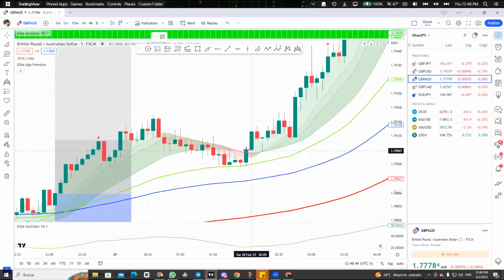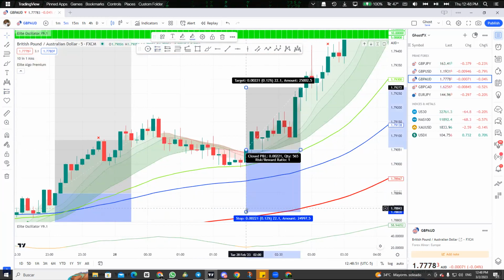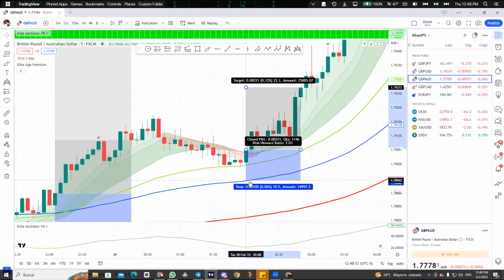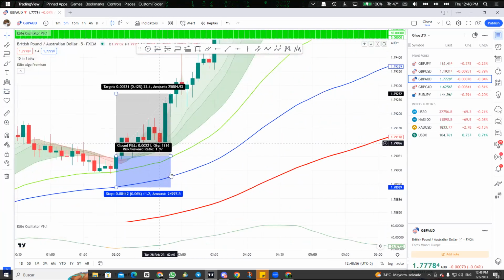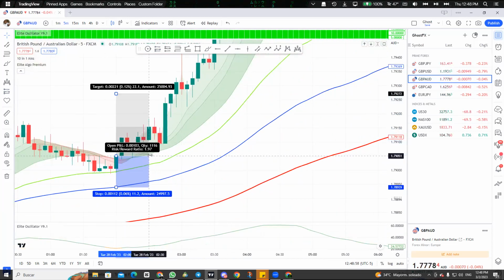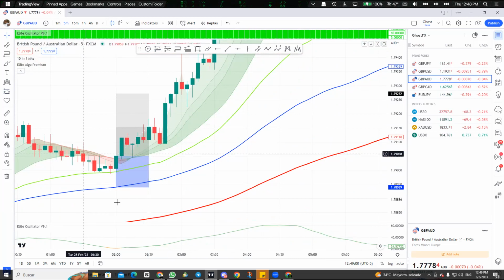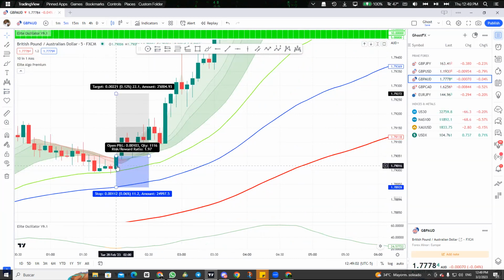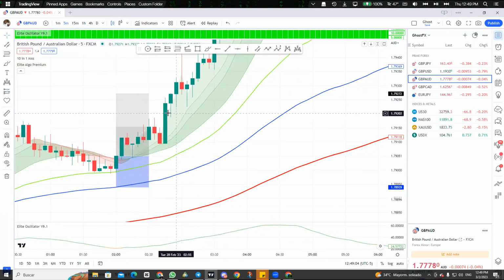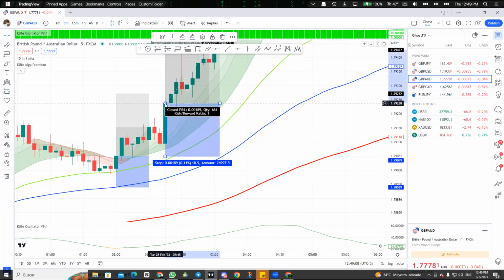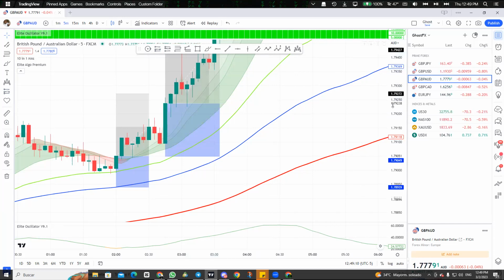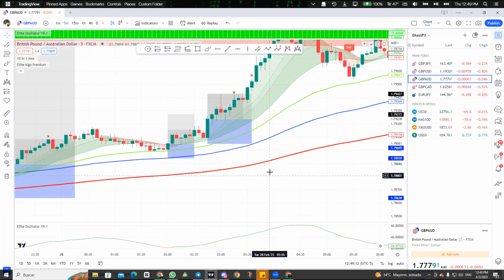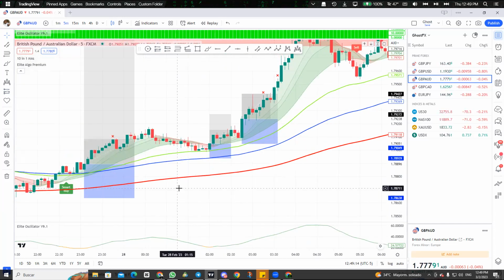There was also an entry here because it touched the green line. Yes, and it's an engulfing candle as well. This candle is bigger than this one. And also, a third entry here. Those are your three entries here.